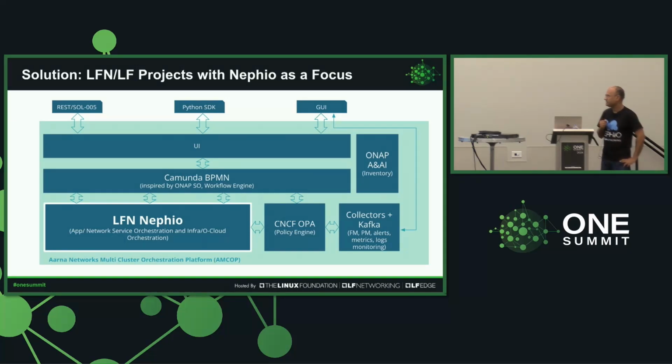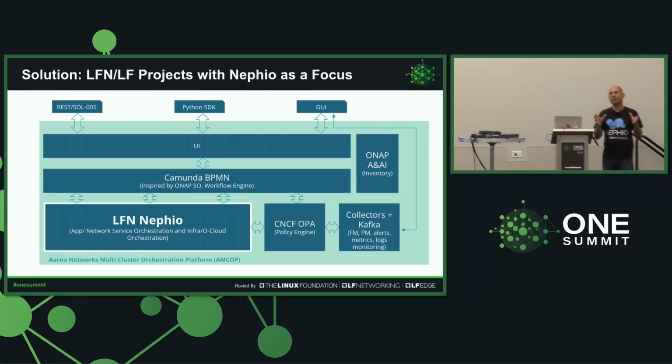For data collection, open loop and closed loop automation, we're using collectors with a Kafka bus that can go to Grafana for visualization. And for closed loop, we're using CNCF OPA, the Open Policy Agent project. It's a very rich, versatile policy agent. And the policy agent, OPA, automatically drives an orchestration or a lifecycle management action. We have a thin workflow engine on top. It's Camunda-based. It originally came from ONAP SO.